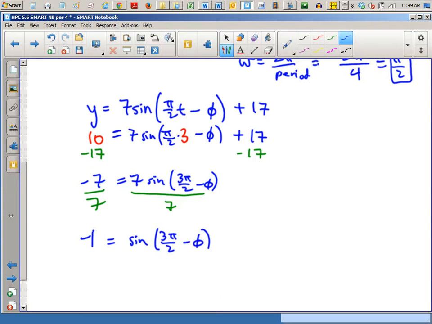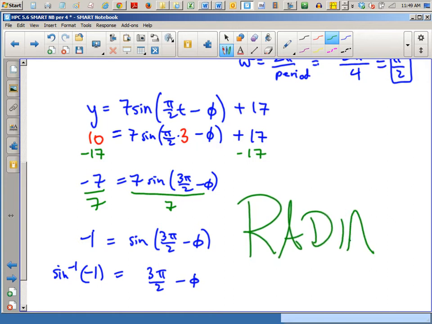What do I do now? I have to get rid of the sine. This is what that inverse button is for. You're going to use the inverse sine button for the first time in this class. And make sure your calculator is in radian mode. Why is it so important? Because that 3 pi over 2 is a radian measure, is it not? That's not in degrees. So we have to be very careful. Get that calculator in radian mode and type sine inverse of negative 1.